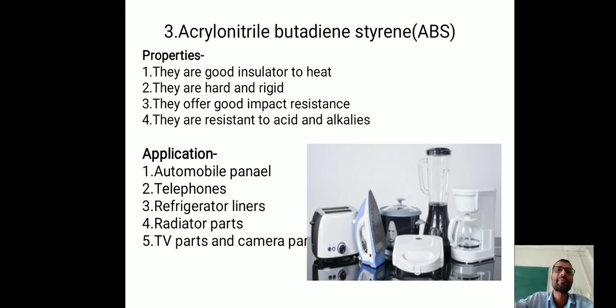So properties of ABS: they are good insulators to heat. Correct? They are hard and rigid. Next, they offer good impact resistance. They are resistant to acid and alkalis. After that, applications of this ABS material: automobile panels, telephones, refrigerator liners, radiator parts, TV parts and camera parts. So these are the different examples of ABS materials.